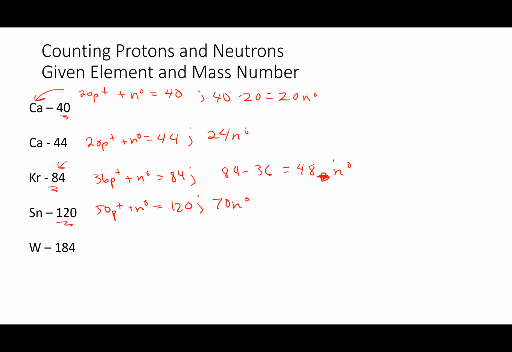Okay, Genesis. W stands for tungsten. Can you find it on the periodic table? 74 protons. Very good. She found it. It's here in what we call the transition metals. Okay, so if it has 74 protons, you got your calculator handy, David. How many neutrons does it have? 110. Yeah, very good. You got it.